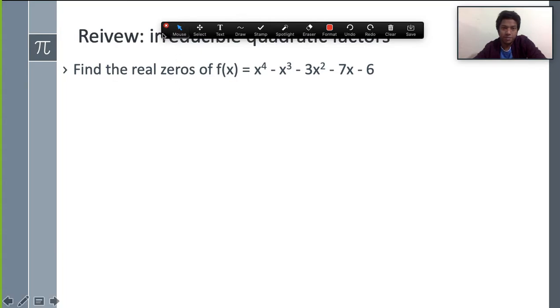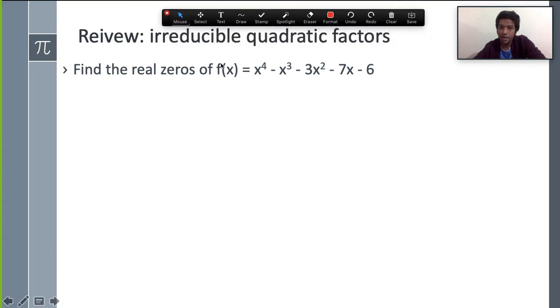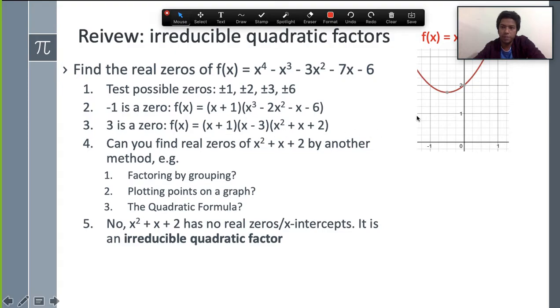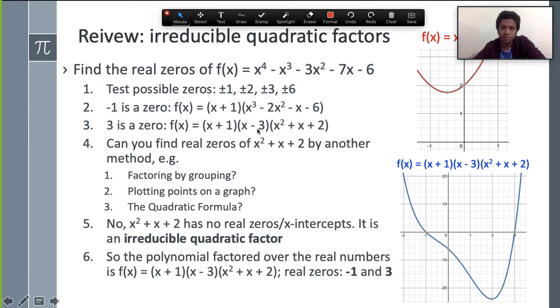All right. So this is another slide that we discussed in our previous lesson. And this is about irreducible quadratic factors. You have seen that if we start factoring, we can factor it as x plus 1, x minus 3, and then there is something which we cannot reduce because that does not intersect the x-axis. So we have decided that is an irreducible factor.